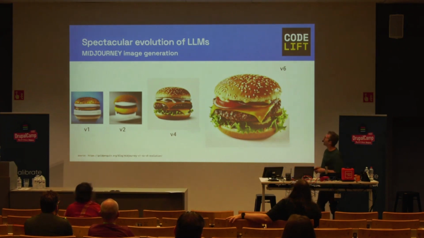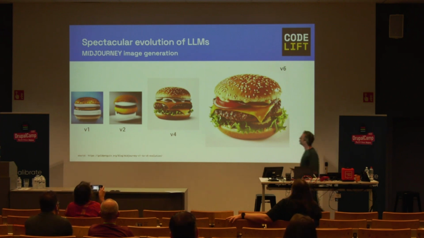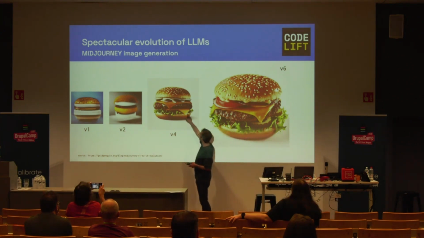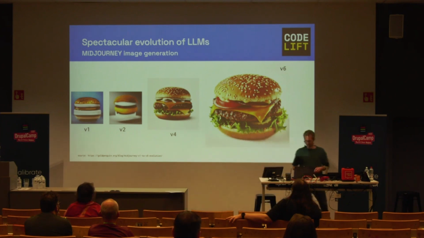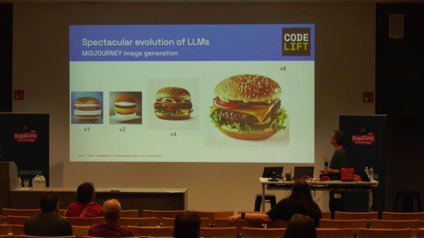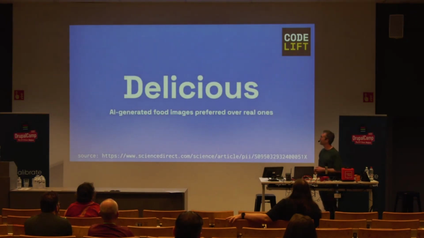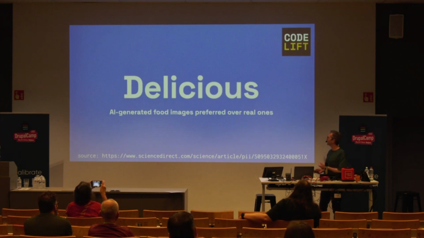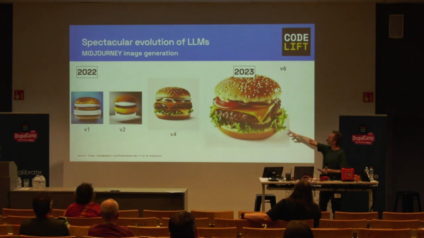One more is food. It starts with just a hamburger of course, from those two to this one, but this one still looks, in a way, good, but still fake. I would not eat it. And then we have this one, and actually it looks really good. It looks quite delicious. And fun fact, just a couple of months ago, AI-generated food images were preferred over real ones. You wouldn't expect that, but that's the case for food images. 2022, 2023, really, really fast.